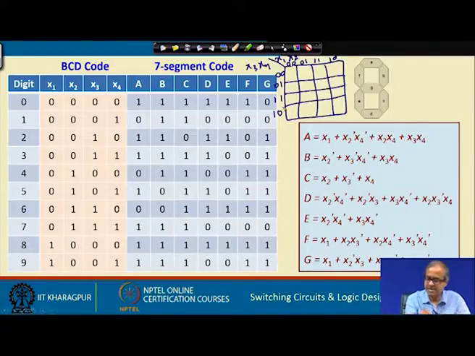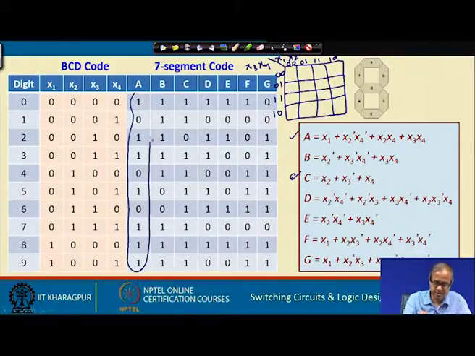Let us take segment A for example. Let us take another, say segment C. C can be minimized. Look at segment C. Fine, A is fine. Let us take A. Look at segment A. So, you see where they are 1.